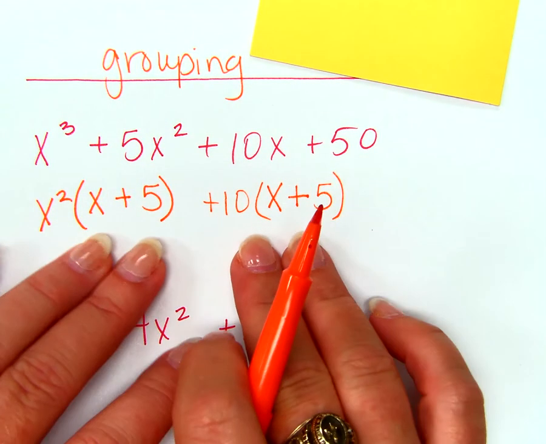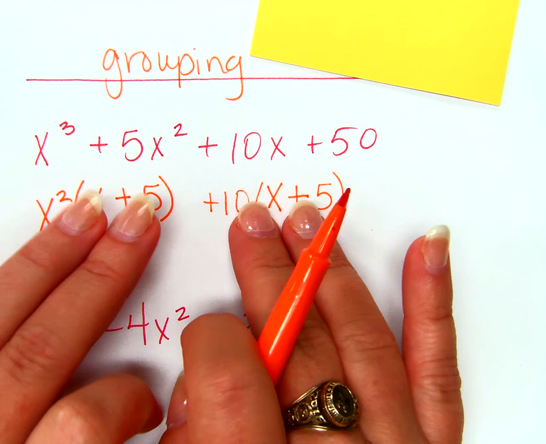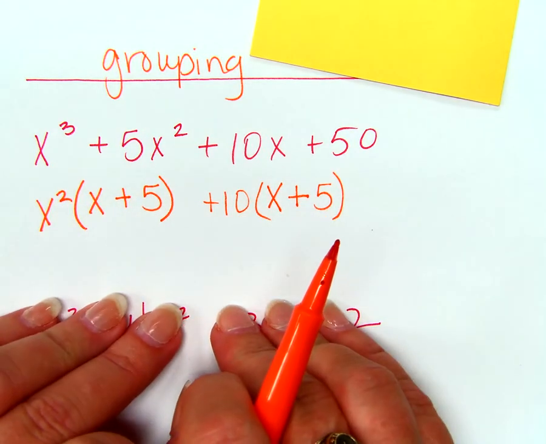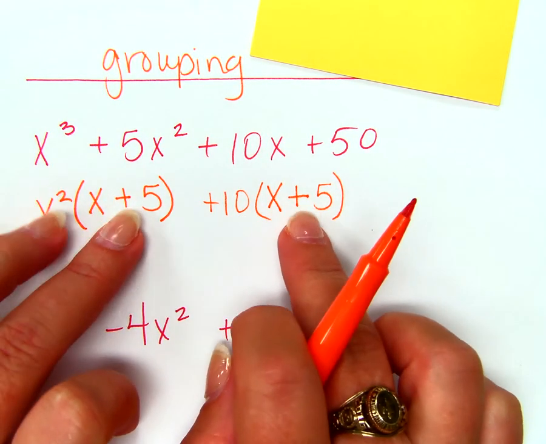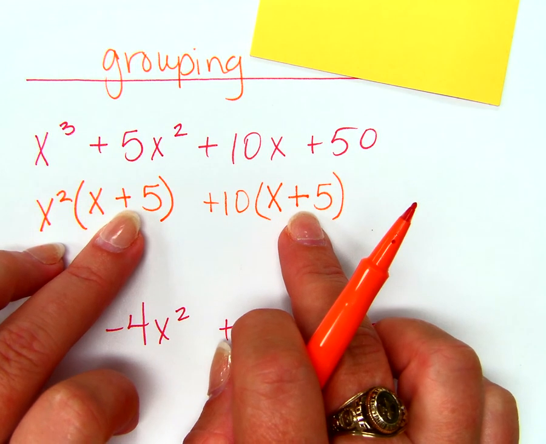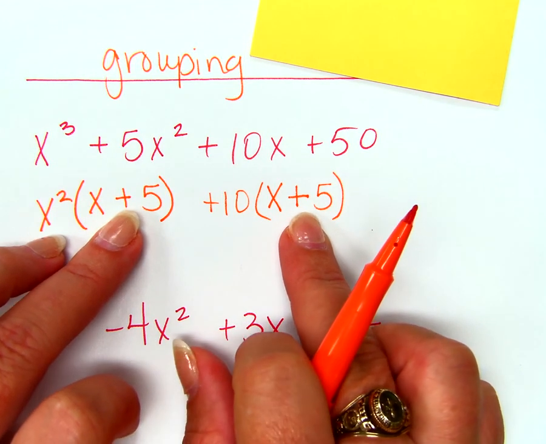Now look at the two terms that I have left. I have this term and I have this term. Do those two terms have something common? An x plus 5, right? I did that on purpose. What happens if I don't get these two as the same? I stop. I'm done. Or I could not be right, right?